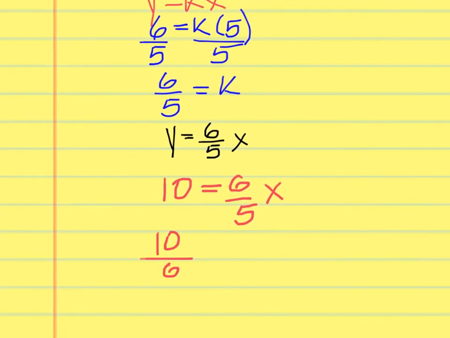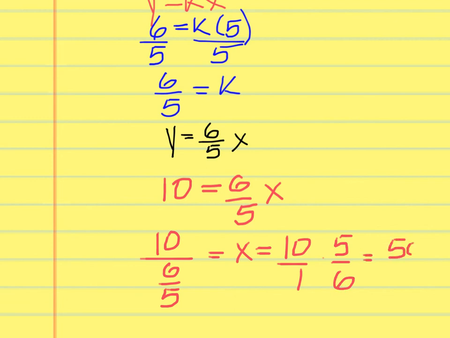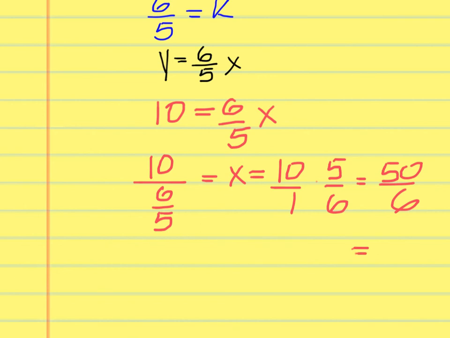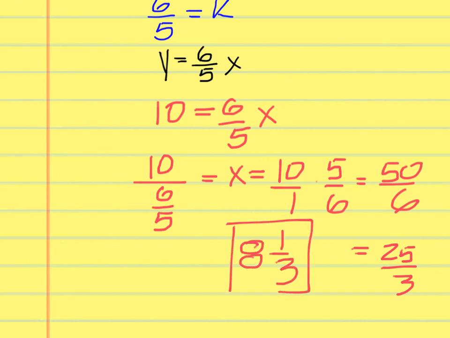10 divided by 6/5 is x. That's the same as 10 over 1 times 5 over 6, which is 50 over 6. And you can express that as 25 over 3, or 3 goes into 25 8 times with 1 left over. 8 1/3.